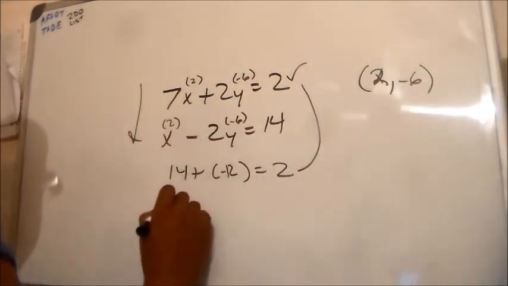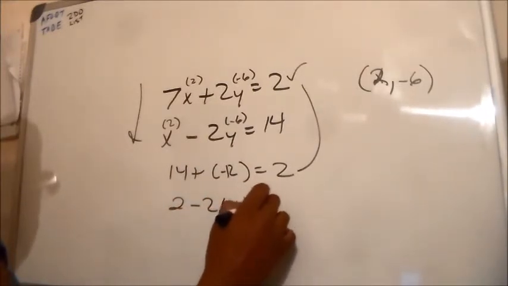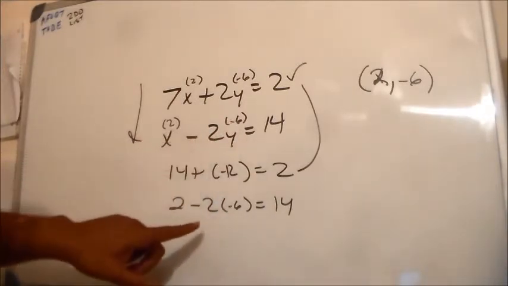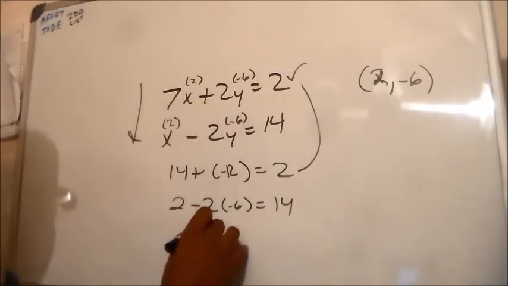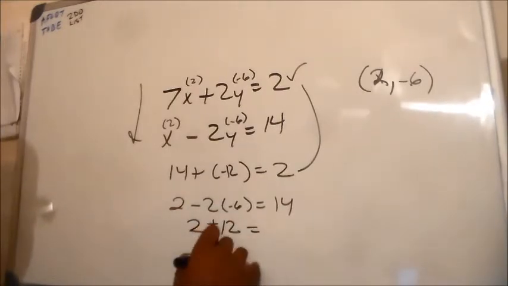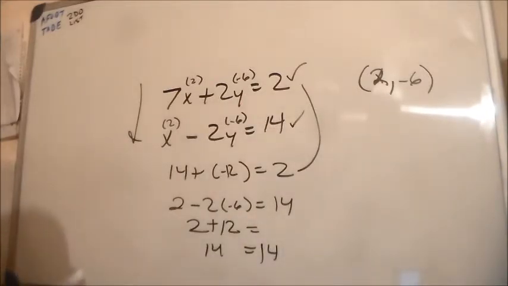In the second equation, 2 minus 2 times negative 6 equals 14. Well, if we take negative 2 and negative 6, that is going to be positive 12. And if we add 2, that's going to be 14 equals 14, and the second one checks out as well. So just start out working them like that. That was probably one of the easier ones.